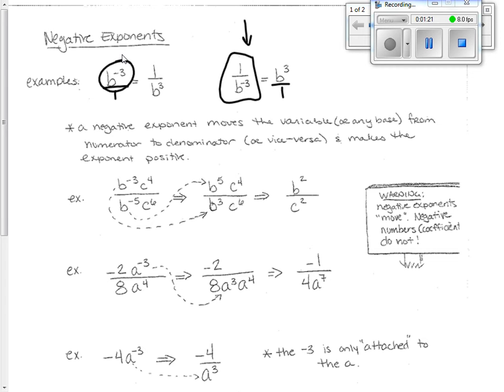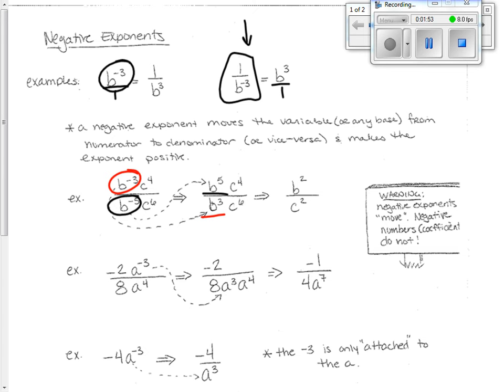So a negative exponent is an exponent that moves the variable or any base from the numerator to the denominator or vice versa and makes the exponent positive. So you can see a couple examples here. The b to the negative third needs to go from the top here to the bottom here. The b to the negative fifth needs to go from the bottom here to the top here. And they ended up switching places.